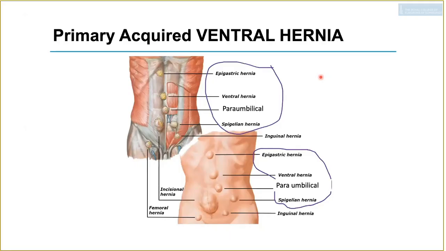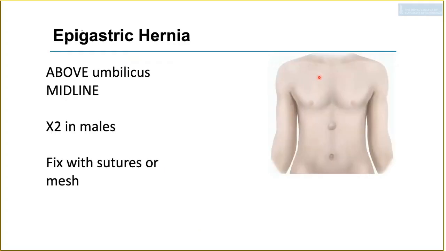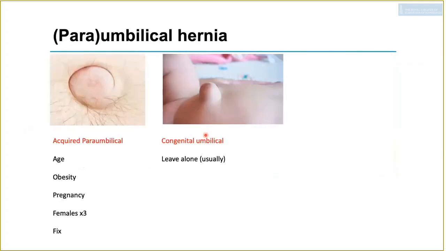So let's quickly mention these ventral hernia: epigastric, paraumbilical, and Spigelian hernia. Epigastric hernias are not uncommon. It's defined as a hernia between the xiphisternum and the umbilicus, but they're generally high up near the xiphisternum, always in the midline, twice as common in males as females. They usually contain a little bit of fat or omental tissue, and we usually would fix them, and that's usually done as a simple procedure with suture or mesh material.